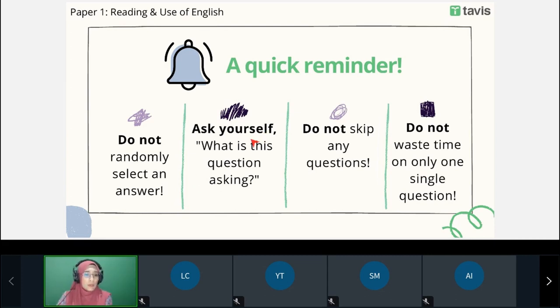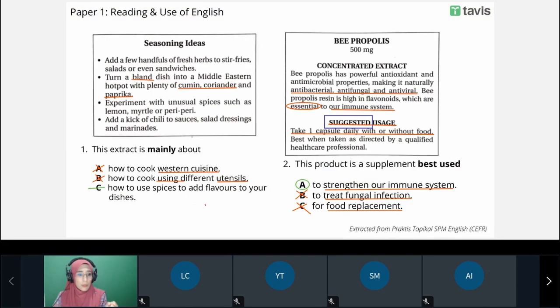Ask yourself, what is this question asking? The aim of the question, you need to ask that. What is it asking you to do? Is it to find the statement being true? Or, like the exercise we did just now about the recipe, if I'm not mistaken, what is this extract mainly about? So it's asking you, what is it mainly about?